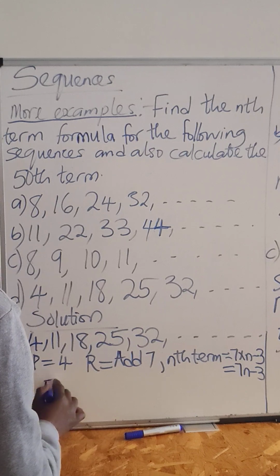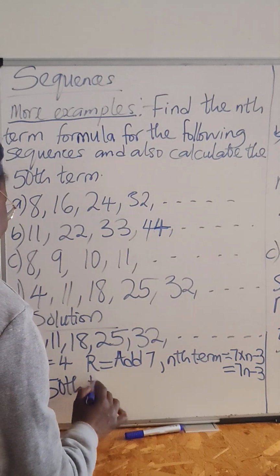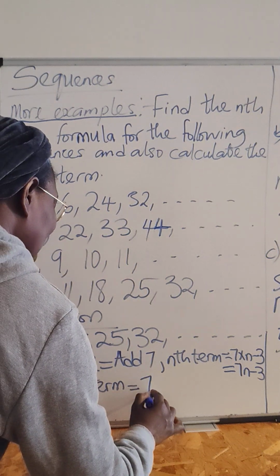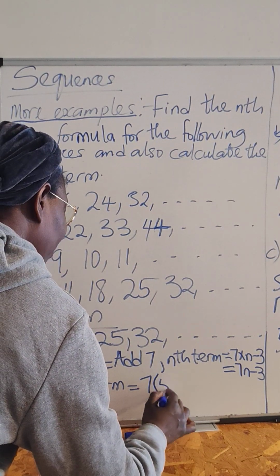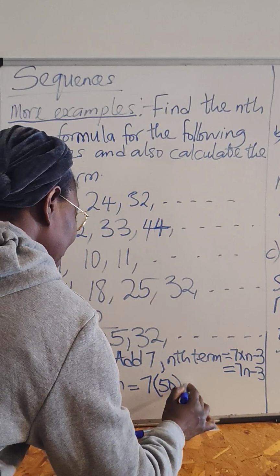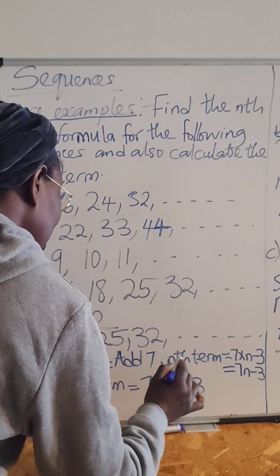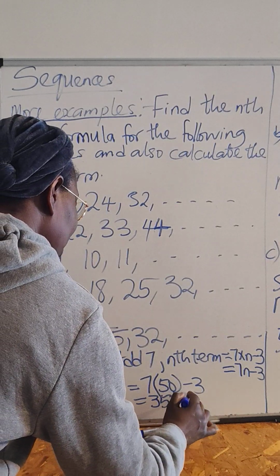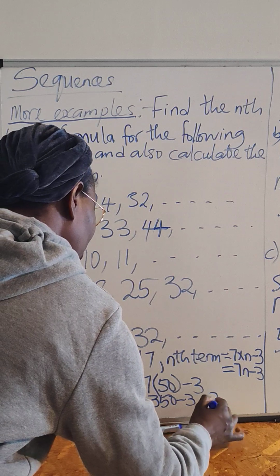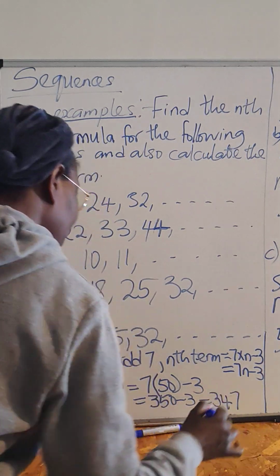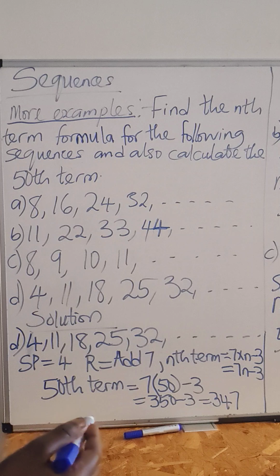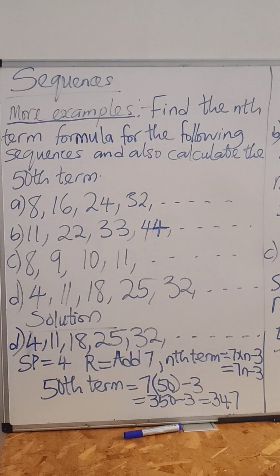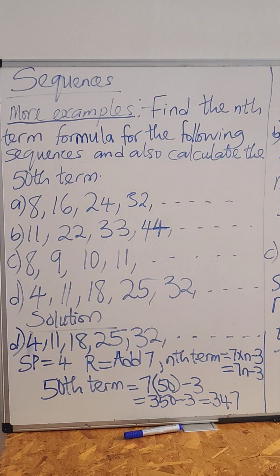So lastly, now we can calculate the 50th term, which is writing the nth term and replacing n with 50. 7n minus 3. So 7 by 50 will give us 350 minus 3, which is equal to 347. It told us when we have the nth term, any number of term given can be calculated.